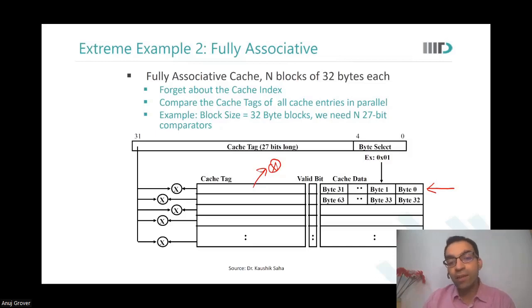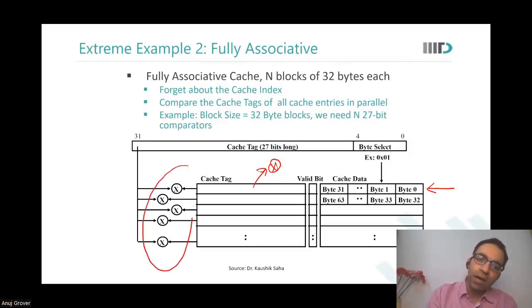But if any address can go anywhere, what happens? You now do not know which row is to be addressed. Now, any address could be anywhere. So any index could be anywhere. So for my cache tag, I need to have a comparator for every line now.